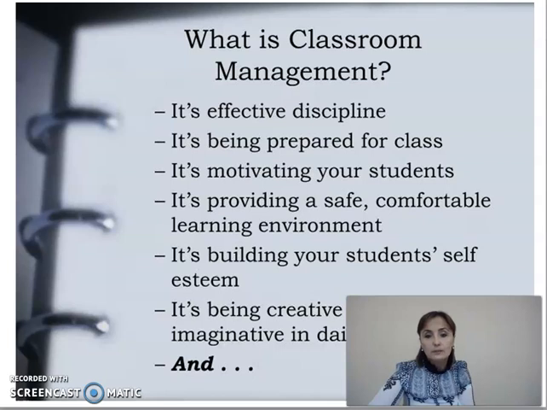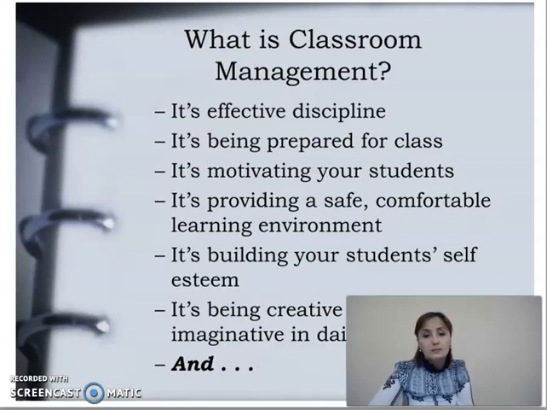The next item is being prepared for class. Again, not only students but also teachers, especially teachers, should be ready enough for the lesson. Otherwise, teachers usually know a lot, but they don't know how to start the lesson, what to teach, and how to teach it. So that is why it would be better to come to the lesson ready enough.